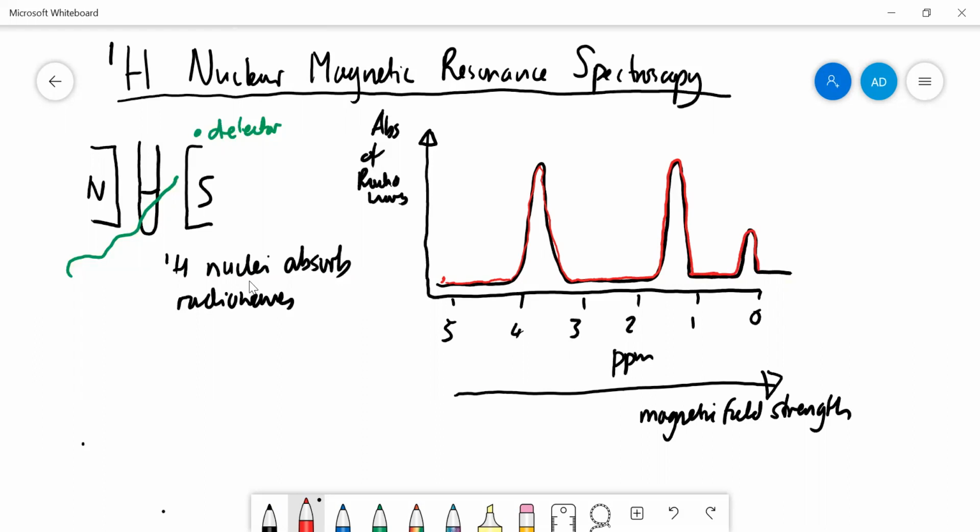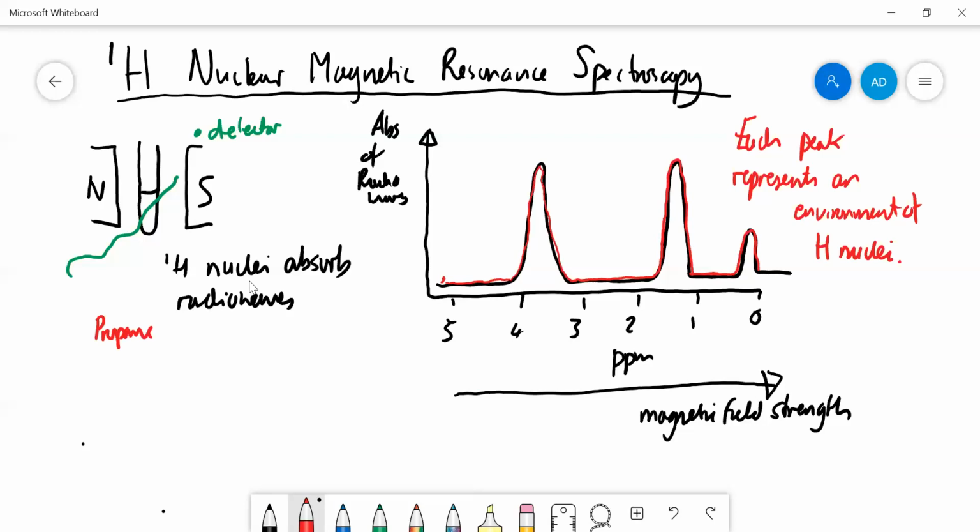Each of those peaks represents a particular environment of hydrogen nuclei. Okay, well, what do I mean by that? Well, let's have a look at propane down here. Okay, so there's propane.